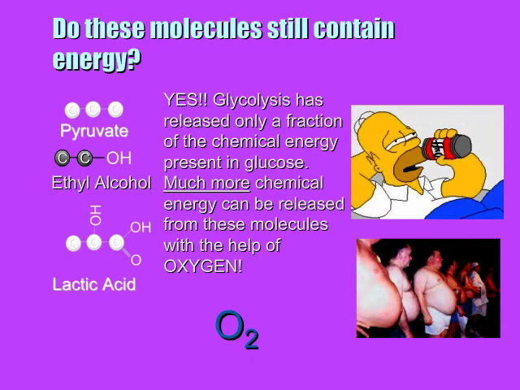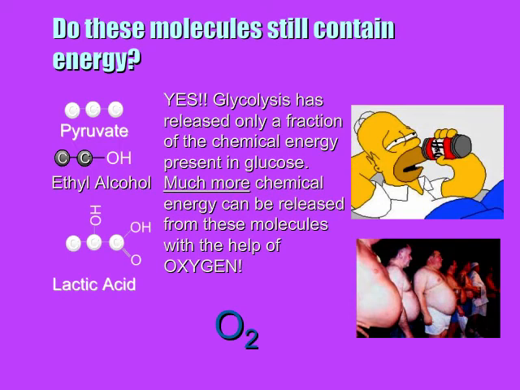Glycolysis has released only a fraction of the chemical energy present in glucose. We still have much more chemical energy that can be released when these molecules are broken down with the help of oxygen. For example, think about the potential energy that's in ethyl alcohol. Ethyl alcohol is in beer, it's in wine, and you probably know that if you drink excessive amounts of ethyl alcohol, not only will you get drunk, but over time you'll actually start to put on weight.